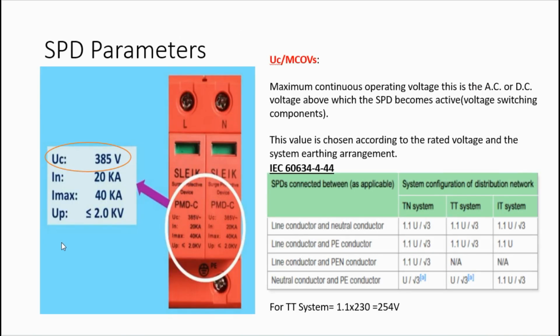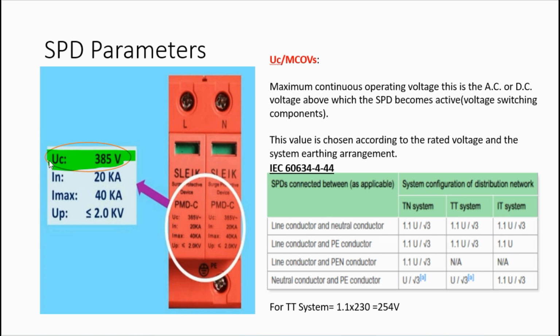Now, what are the factors you have to consider while selecting your SPD? One important factor is UC, sometimes called MCOV. What does it mean? It is the maximum continuous operating voltage, either AC or DC, depending on the selection of your SPD. But mostly today's SPDs come with both DC and AC protection voltage levels. The UC here in this case, if you look at this picture, is 385 volt, right?